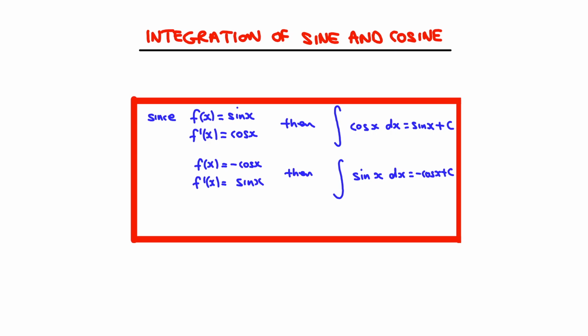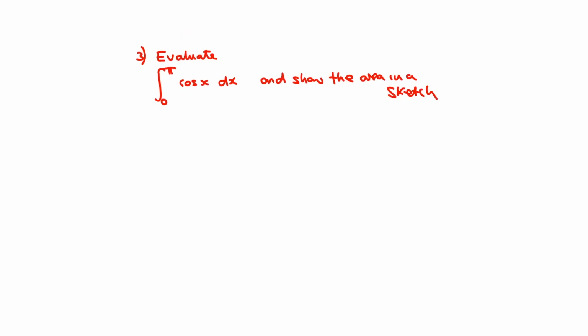If we have f of x equals negative cos x, f dash x would be sine x. So integrating sine x takes us back to negative cos x. And because it's an indefinite integral, it's plus c. Now we have in the sheet some examples on integration, but we're going to look through a couple of problems. Let's look at question 3.